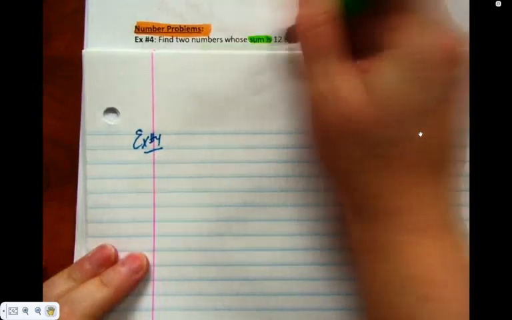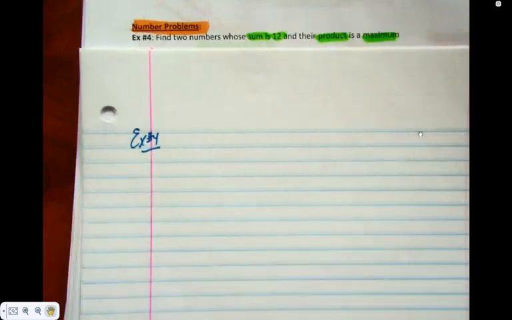Find two numbers whose sum is 12 and whose product is a maximum. Now, we could guess and check because the numbers are fairly small, so we could take different numbers that add up to 12, 0 and 12, 1 and 11, 2 and 10, etc., and we could multiply them all out and find which one gives us the biggest product. However, not a great method if the numbers are big. So if the sum was 1,000, you're not going to want to have to multiply all the combinations. So that's why we use quadratics to make it a little bit easier.